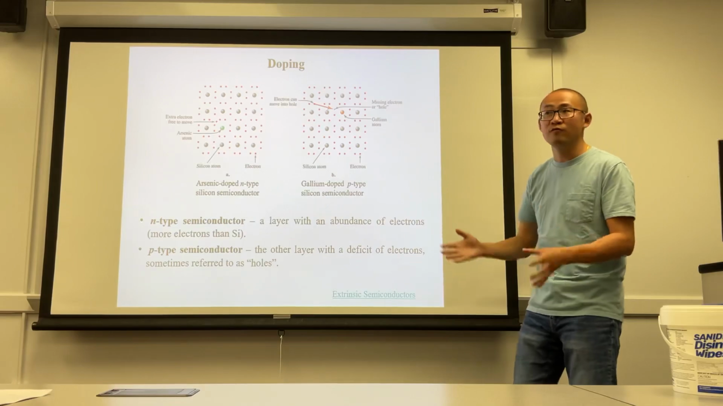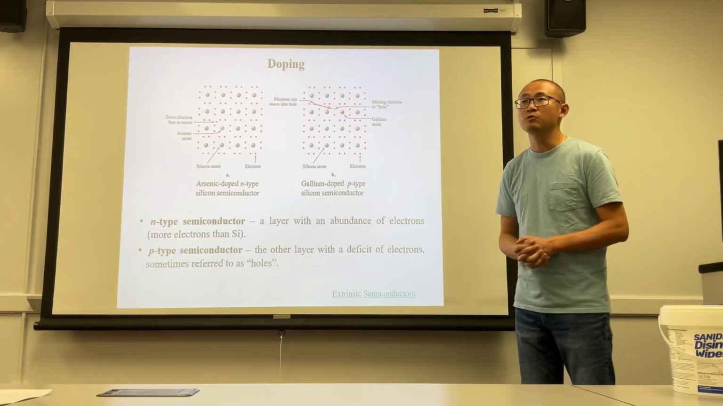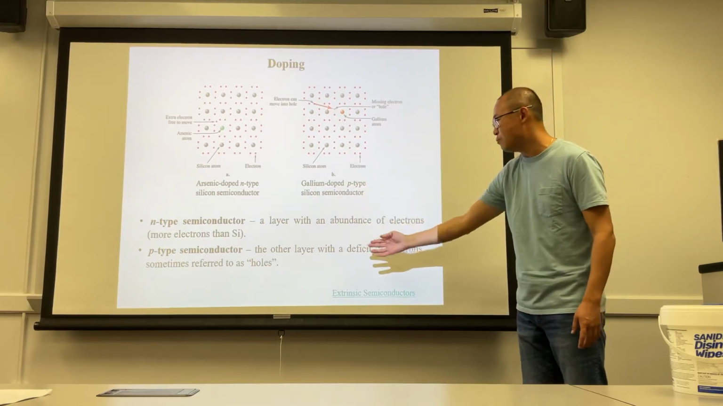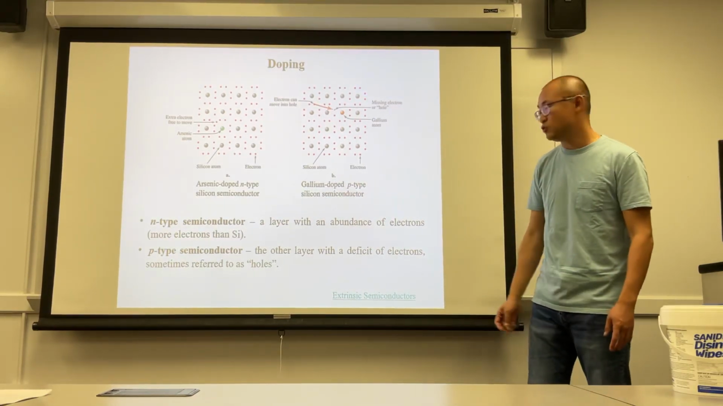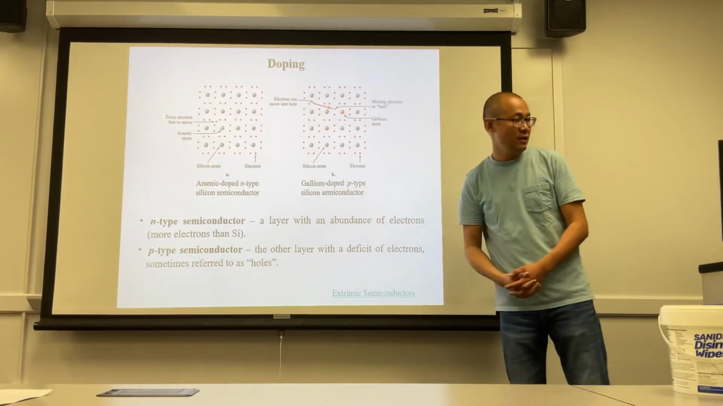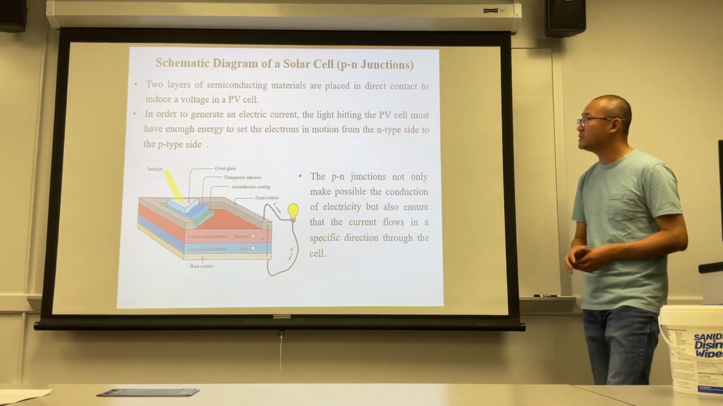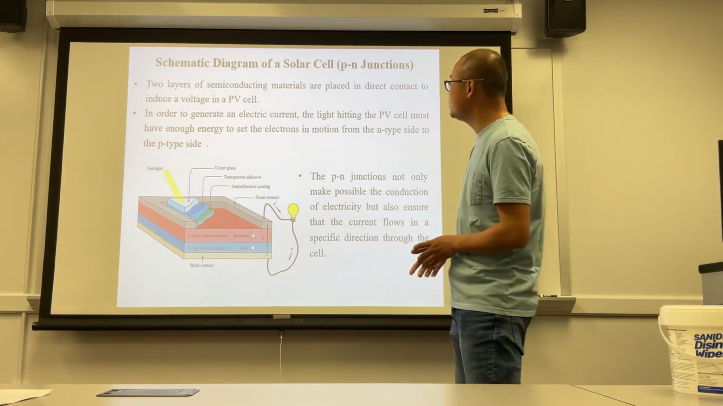We don't have pure silicon here now. We have doped ones. N-type with an abundance of electrons. P-type with what? With empty holes, with a deficit of electrons. Okay, so with that, you can see that this is what happens in a PN junction.